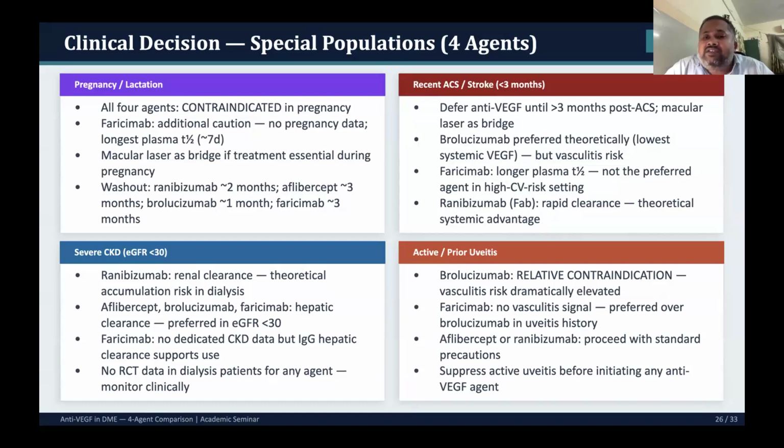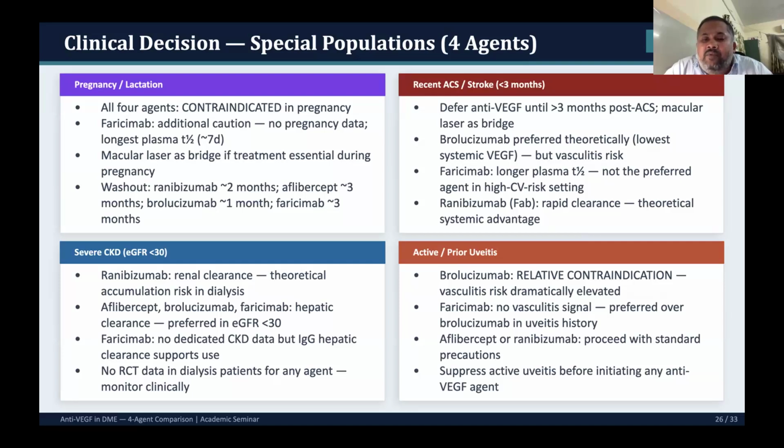Now, as far as ACS or stroke within 3 months, if there's an adverse cerebrovascular event, we defer anti-VEGF until more than 3 months post event. Also, brolucizumab is theoretically preferable because it has the shortest washout, but there's a risk of vasculitis. Faricimab has a longer half-life again, so it's not the preferred agent in this setting. Ranibizumab has a rapid clearance, theoretically a systemic advantage, but still to be used with caution.